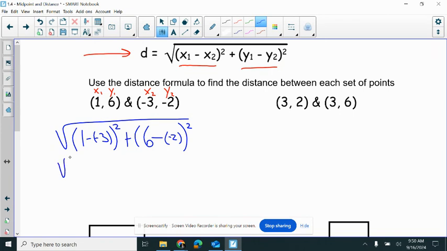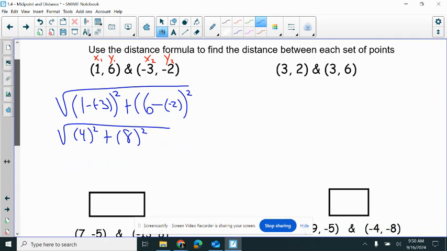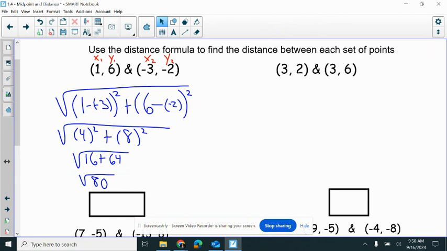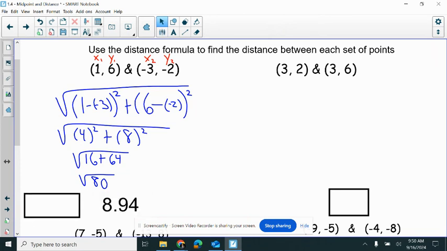Then you start to evaluate it. Remember, minus a negative is the same as plus. So 1 plus 3 is 4. 6 plus 2 is 8. Next step is you square those numbers. I get 16 and 64. Add those two numbers together, I get 80. Then I do the square root of 80, and I get 8.94. You just type that into your calculator.